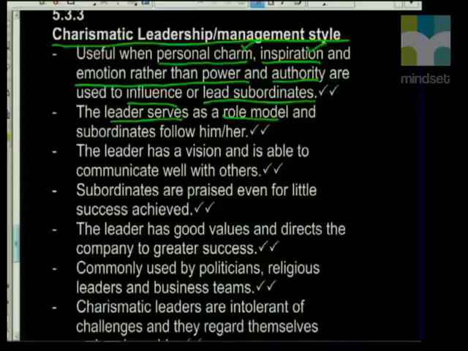The second point here, the leader serves as a role model and subordinates follow him or her. So people want to follow this person because they look up to this person. This person inspires them to do well because that's just who they are. And we all know somebody in life where we really like them and we want to follow them and do what they do, because we think it's a good idea. And that's very much what this leadership style is about.